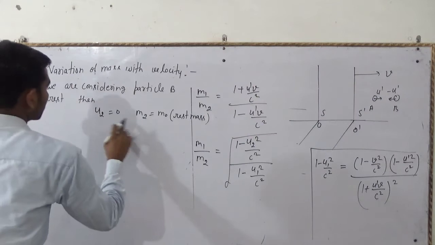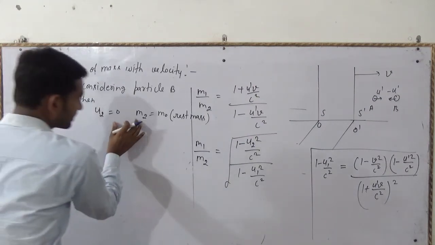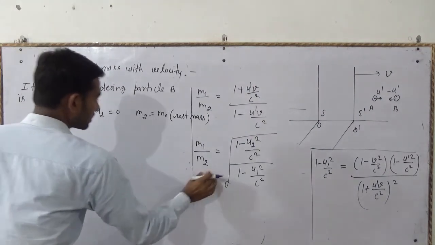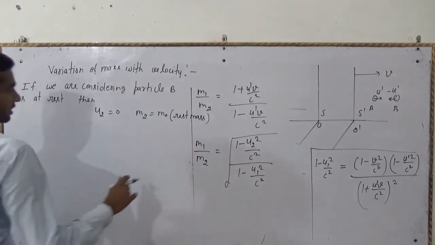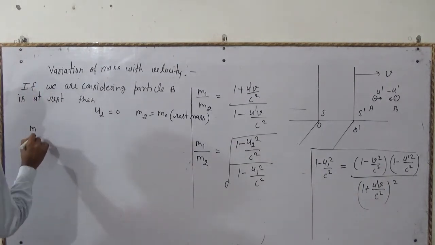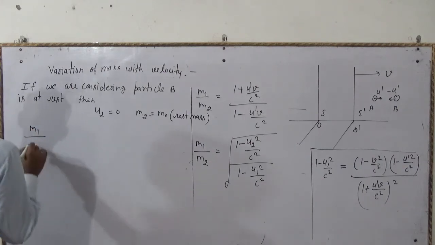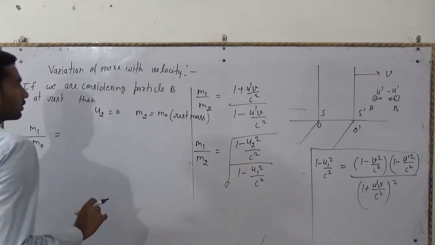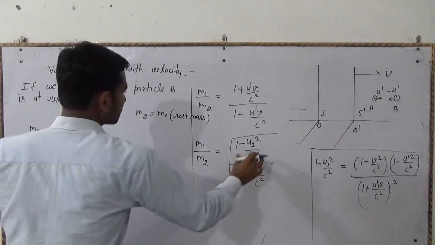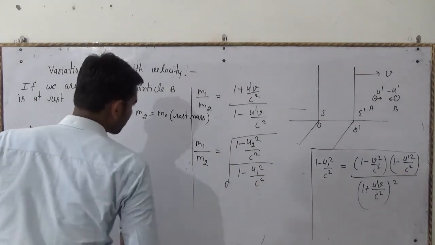So if we apply this condition in this result, then in place of m1 we will have m1, in place of m2 it will be m0, is equal to, when u2 is equal to 0, then this term will be 0.